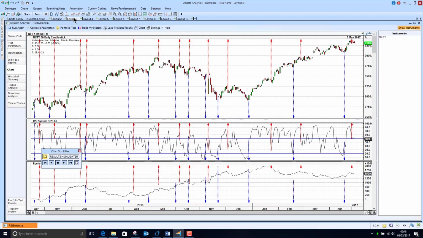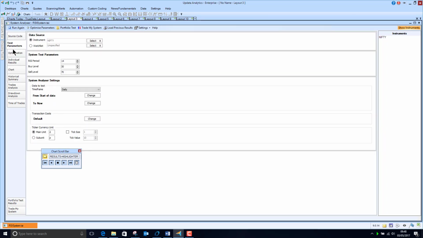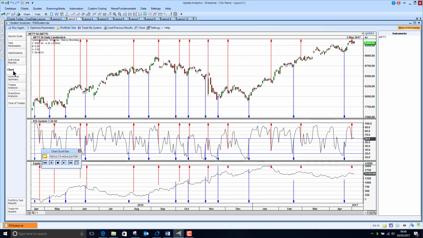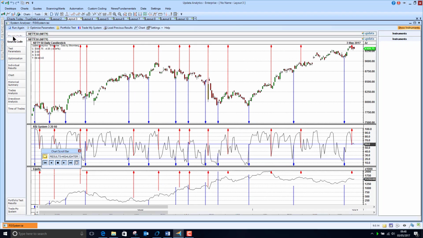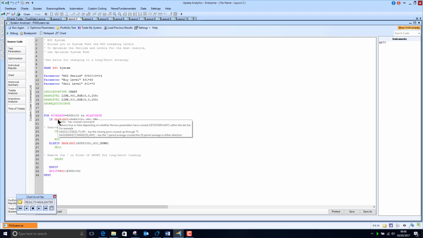Also in Updata, you can run system tests. So here we see a system test running on the Nifty 50, and you get all the individual trade results. You can optimize the parameters, so really quite powerful. You've got the source code for this test, so you can write your own in different languages. You can either use Visual Basic, C Sharp, or Updata's own language. Really very simple to use, and you can then optimize these periods.